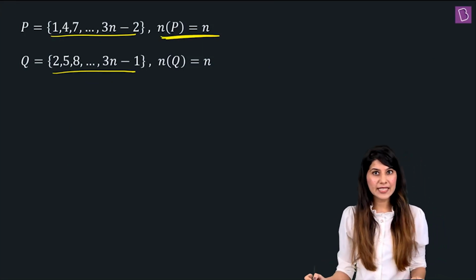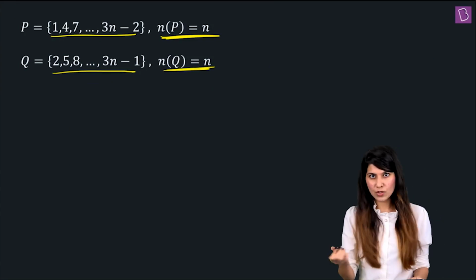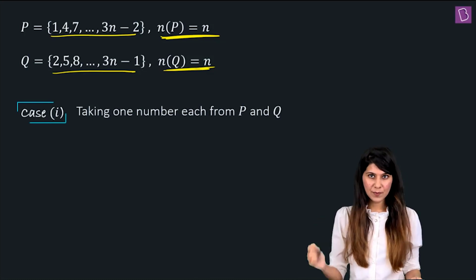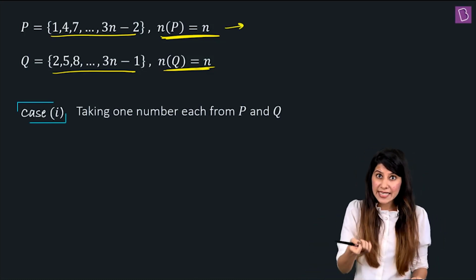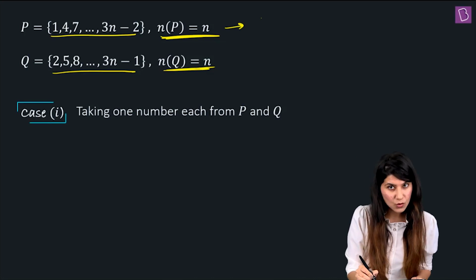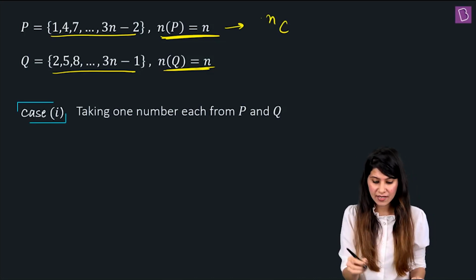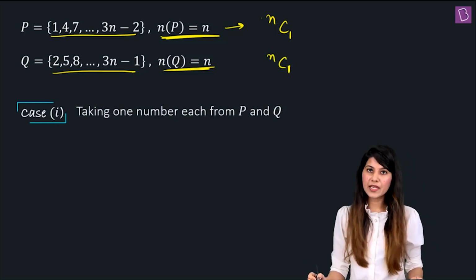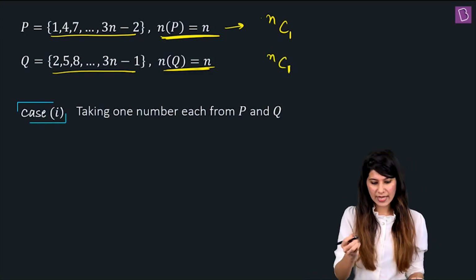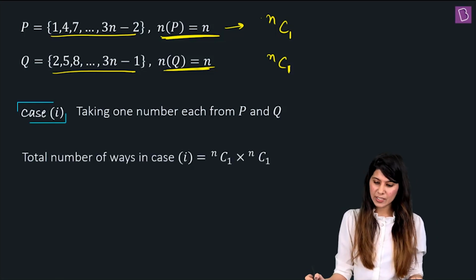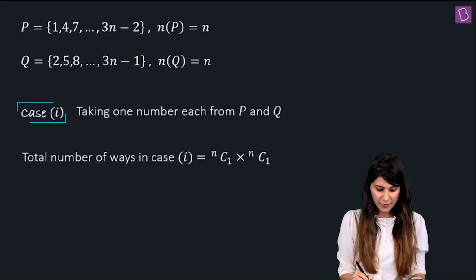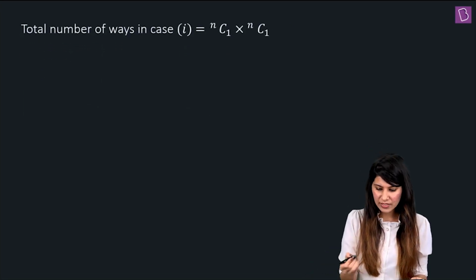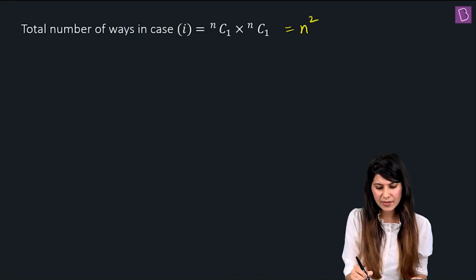So how many numbers are there in set P? N. Set Q also has N. So case 1, taking one number each from P and Q. Selecting one number from P, where total numbers are N, selecting only one, is NC1. And similarly, picking one number from set Q, NC1. So finally, you will get NC1 multiplied by NC1. So the total number of ways in the first case is NC1 times NC1, which is N multiplied by N, which is N square.